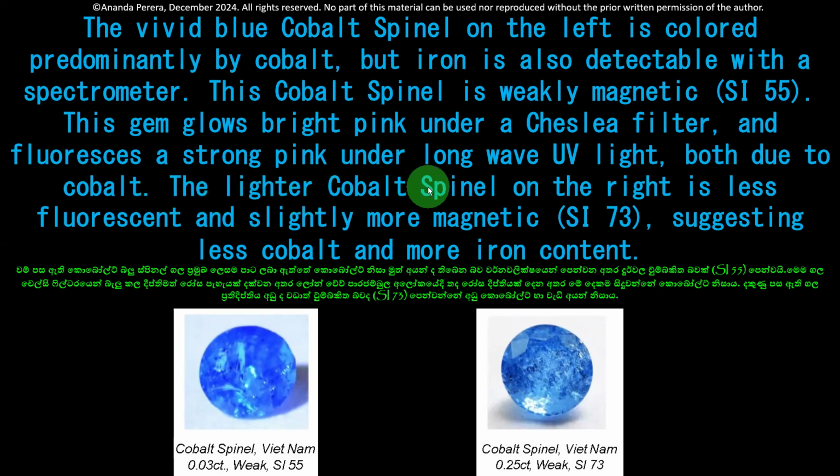The lighter cobalt spinel on the right side is lighter than this one. The lighter cobalt spinel on the right is less fluorescent and slightly more magnetic than that stone. The magnetic power here is 55. It is more, 73. SI level is 73. So this stone is more magnetic because its iron content is higher than this one. Less cobalt and high iron content is the reason.